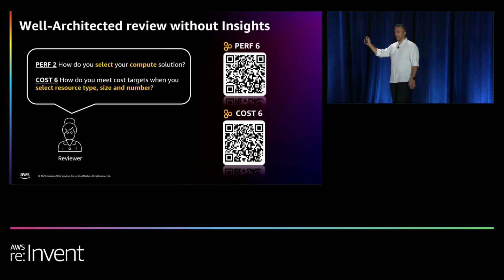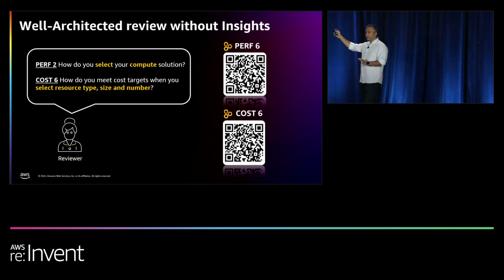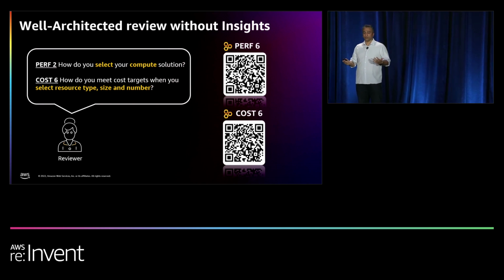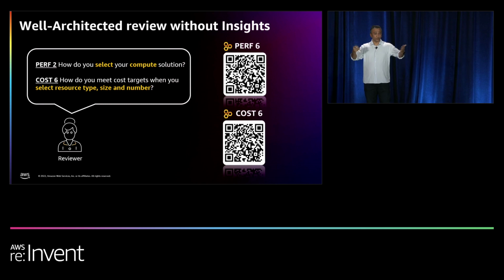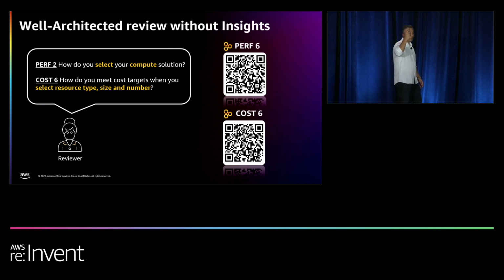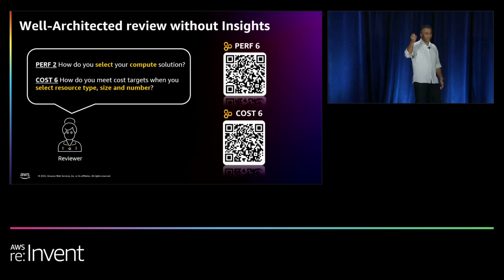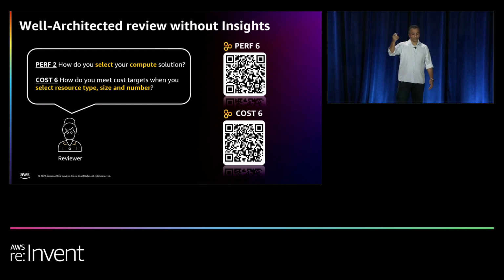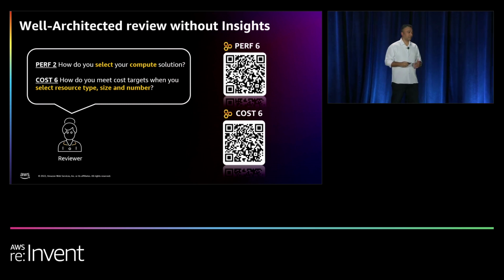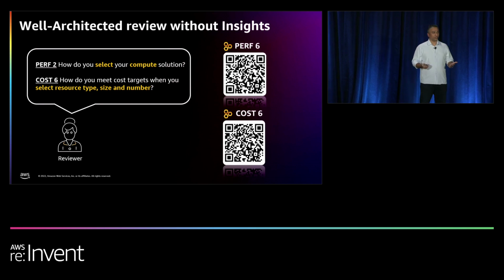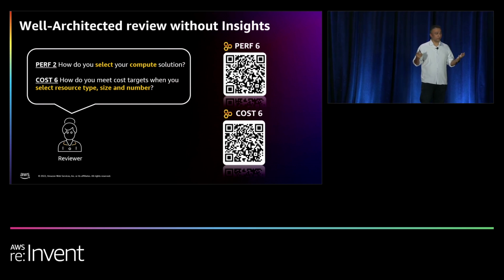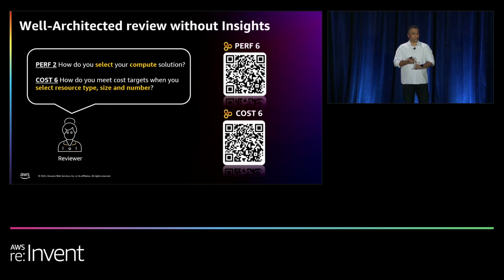So let's take an example of a couple of categories or questions that a well-architected framework review might ask of you if you are the application owner or the application architect. Perf 2 is, how do you select your compute solution? Cost 6, the question for cost number 6 is, how do you meet your cost targets? That is, what speeds and feeds do you choose? Once you've decided on a compute solution, what size do you choose? How many of the particular instances do you choose? How do you configure it, et cetera?